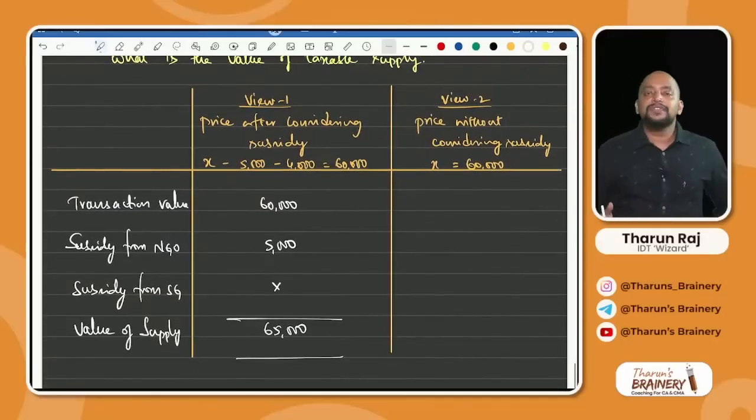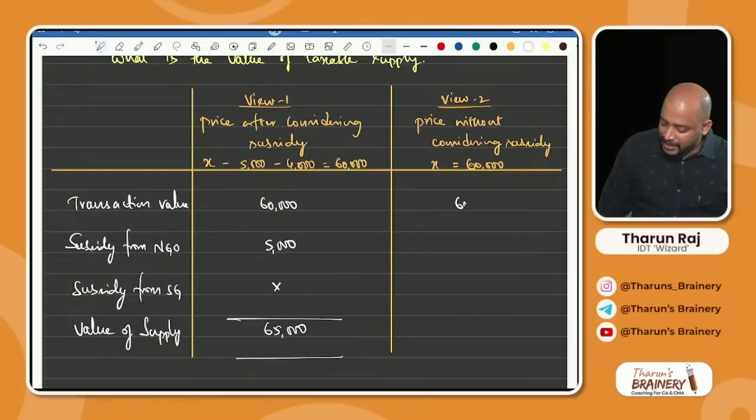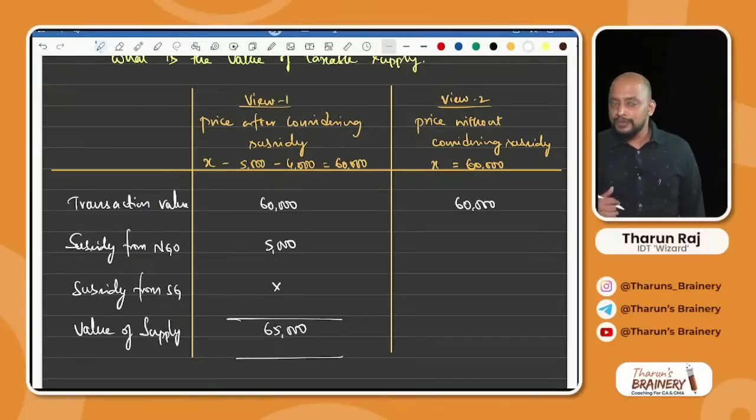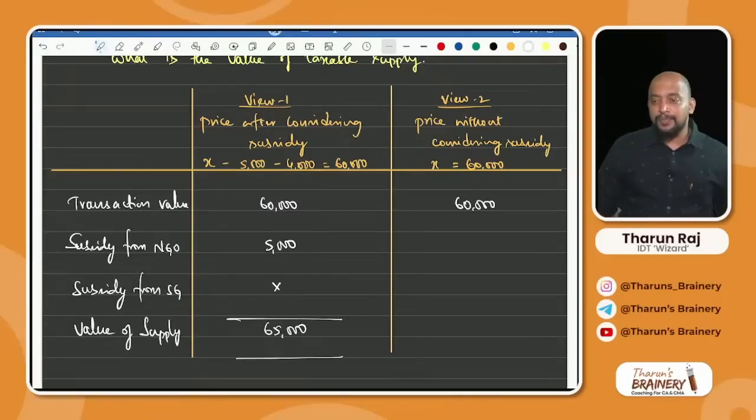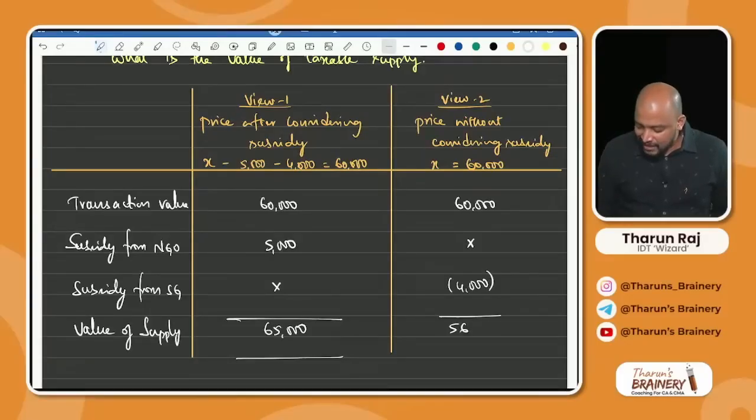Okay, this is the way in which you need to arrive at the answer for view 1. View 2: price without considering subsidy. So the transaction value is 60,000. Subsidy from NGO to be included or to be excluded? To be included. In the given price we have not done anything, means it's already included, so ignore. Then subsidy from state government, to be included or excluded as per the provision? As per provision it is to be excluded, but we have not done anything in the given price. So we need to reduce. How much is that? 4,000. If you reduce, you will get 56,000.